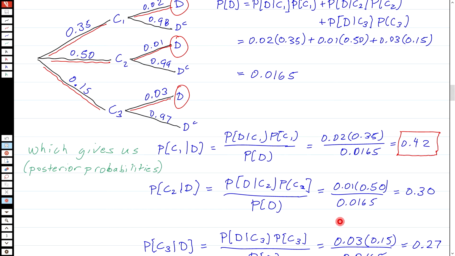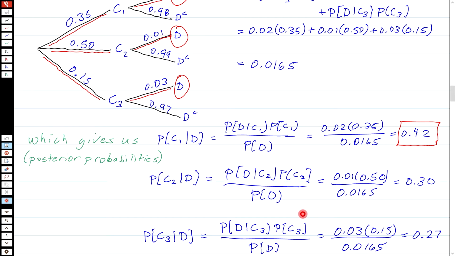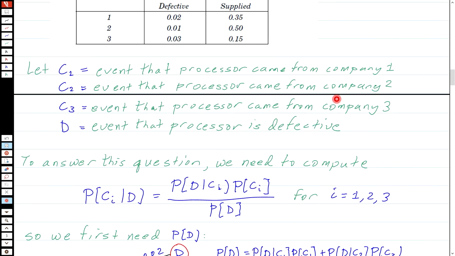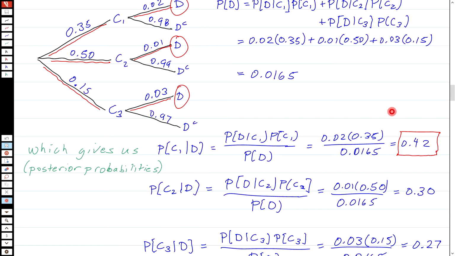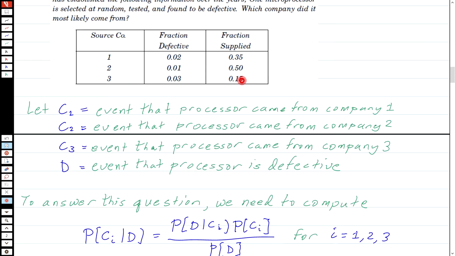And then I repeat for C3. The probability of defective given C3 is 0.03, that's this number, and the probability of C3 is 0.15, this number, and I get 0.27. So given that it's defective, it most likely came from company C1. Does that make sense? Yeah, C1 has a reasonably high fraction of defectives, and it's the second highest fraction supplied. The reason it's lower for C3 is because the fraction supplied is quite a bit lower.